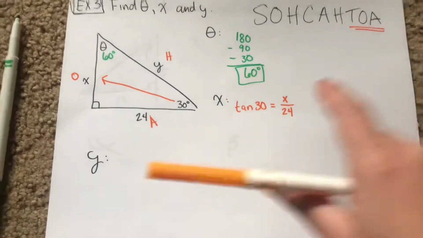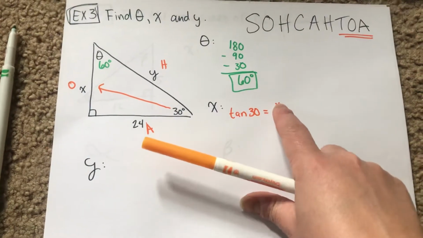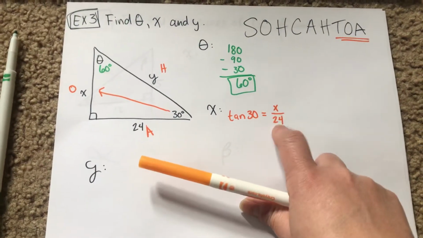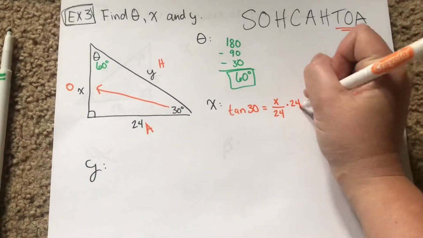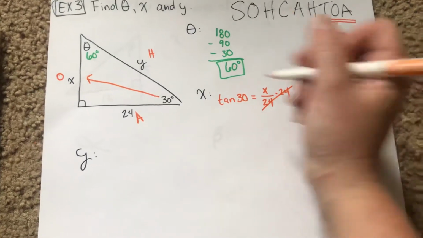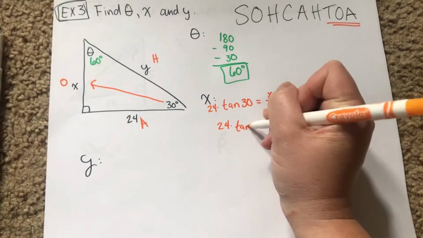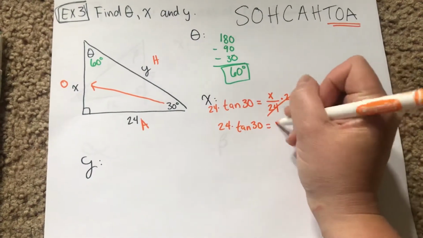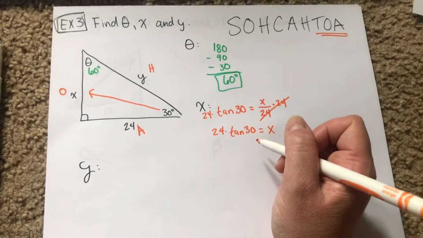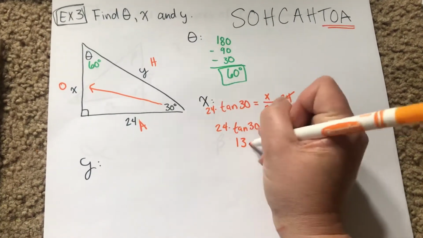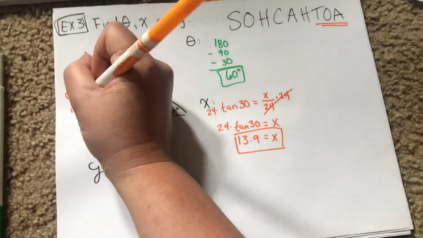In this case, since our x is in the numerator, all we have to do is get rid of the 24. Since x divided by 24 is what we're looking at, to undo that division we do the inverse operation, which is multiplication. Multiply by 24, and what we do to one side, we have to do to the other. So 24 times the tangent of 30 is equal to x. Typing 24 tangent of 30 into my calculator, I end up with 13.9 for x.